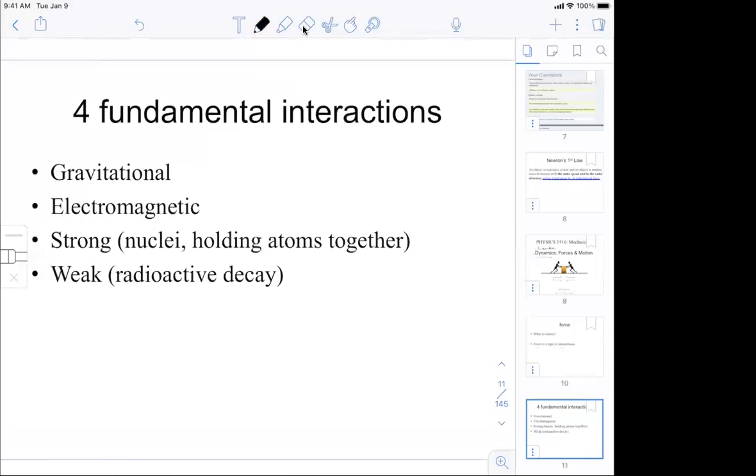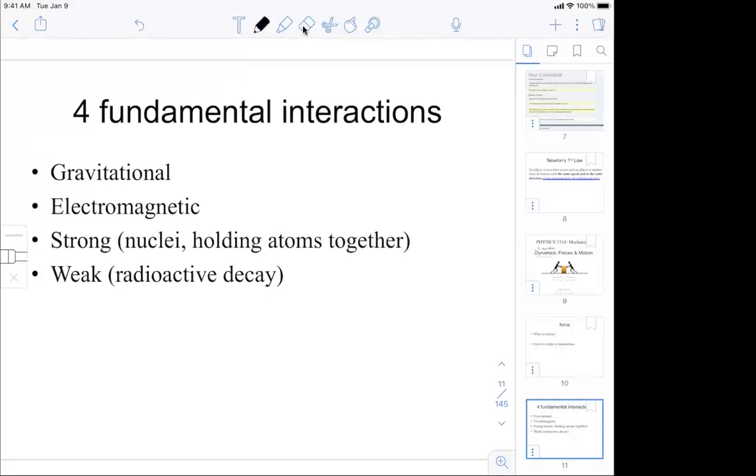The first is gravitational interaction, or gravitational force. Now you know what that is. That is responsible for the gravity we feel on Earth, and also all the universal gravitational forces between any planets or between any 2 objects that have mass. We will talk about gravitational force in later chapters of this course.